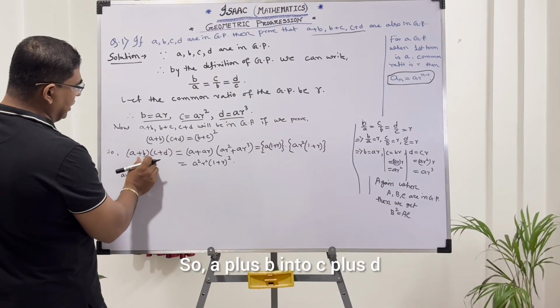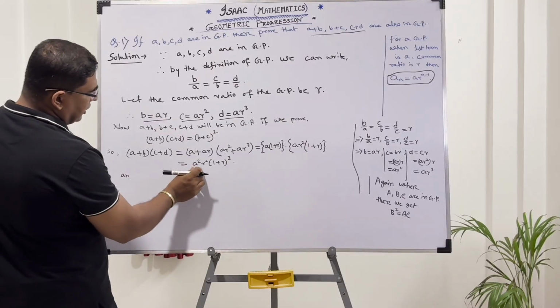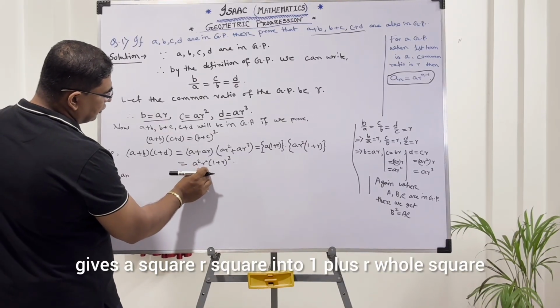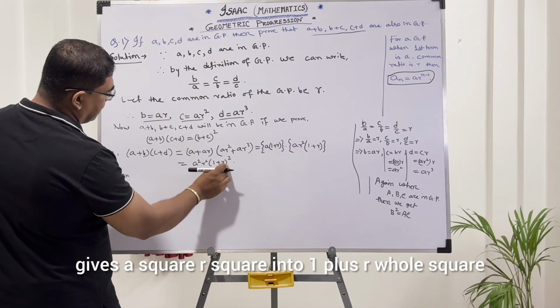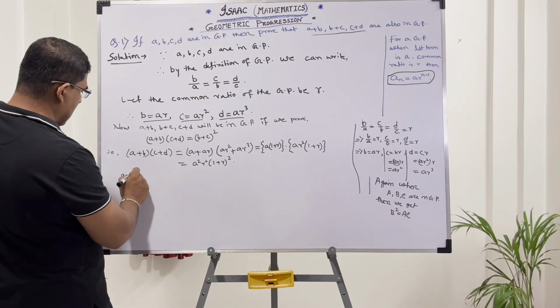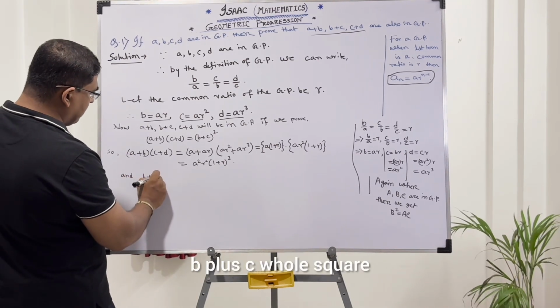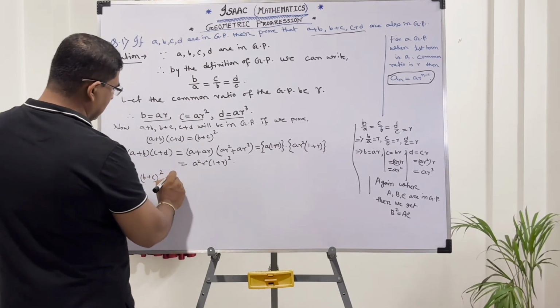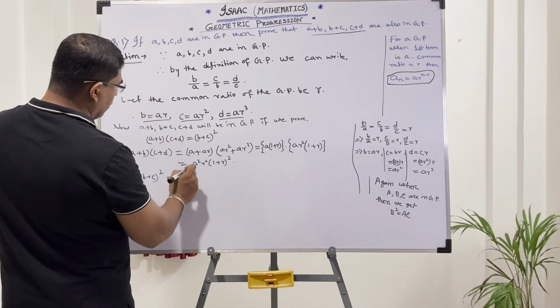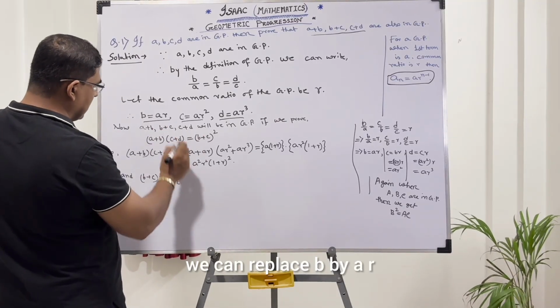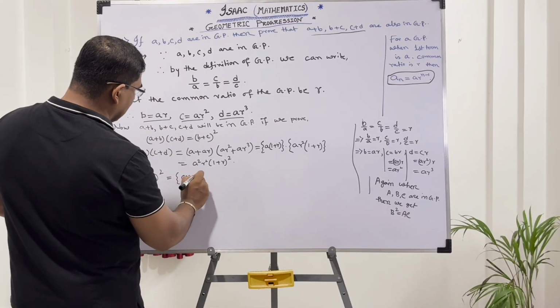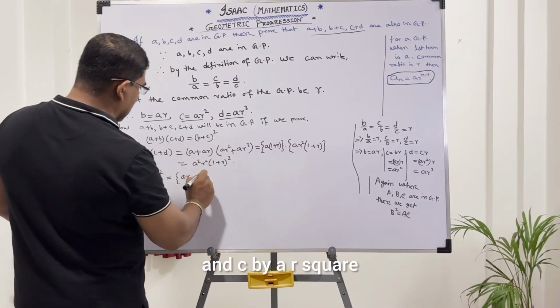So A plus B into C plus D gives A square R square into 1 plus R whole square, and B plus C whole square will give, we can replace B by AR and C by AR square.